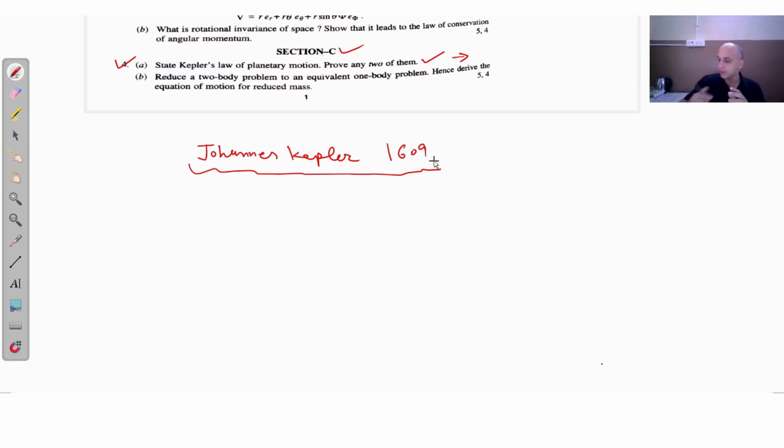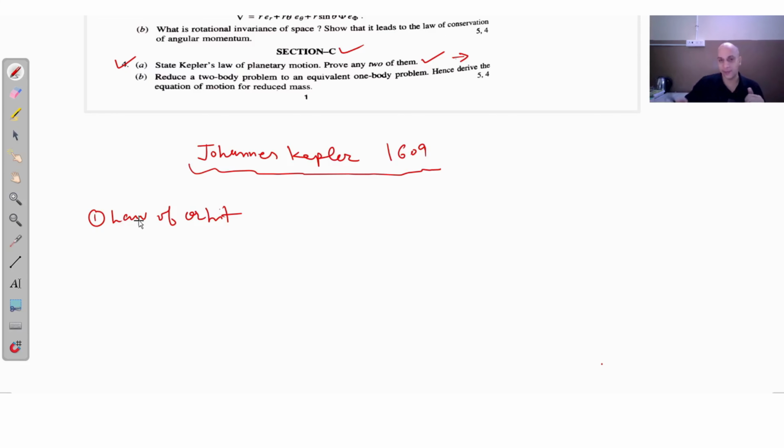There are three laws. The first law tells us about the orbits. We call it the law of orbits, right? So according to Kepler's first law, all planets move around the sun in elliptical paths with the sun at one of the foci of the ellipse. So this is the first law. This is the statement.